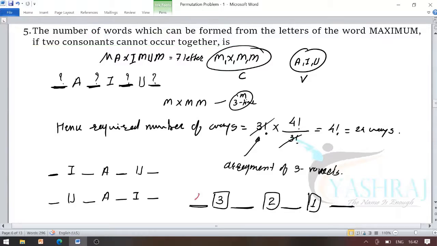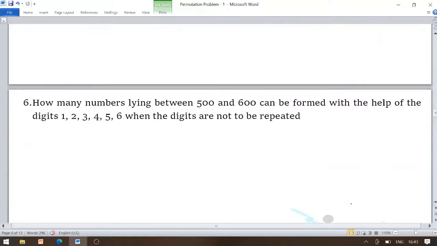To fill up the first place we have 4 ways, the next place can be filled by 3 ways, the next by 2 ways, and the last place by 1 way. But among them M is repeated thrice, so we have to divide by 3 factorial. So ultimately 4 factorial divided by 3 factorial is the arrangement of consonants within the blank spaces. So 3 factorial gets cancelled, 4 factorial becomes 24. So there are 24 words that can be formed using the letters in the word MAXIMUM such that 2 consonants cannot occur together. Now look at the next one.